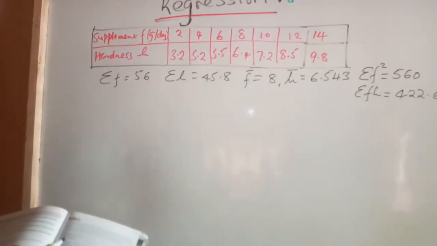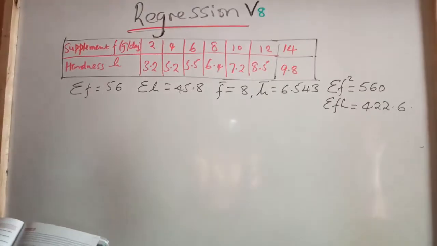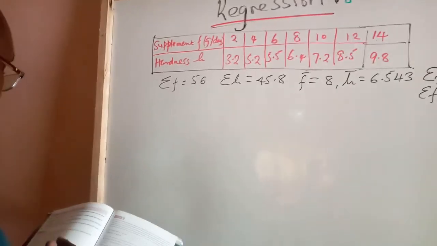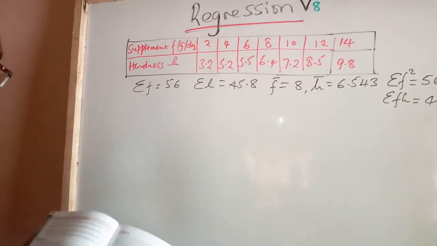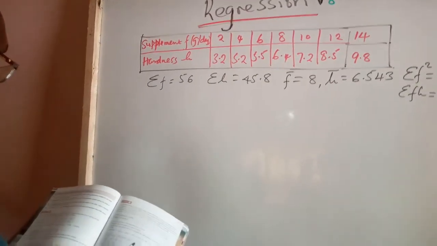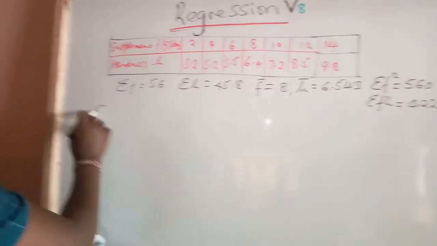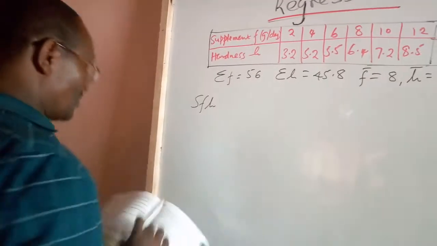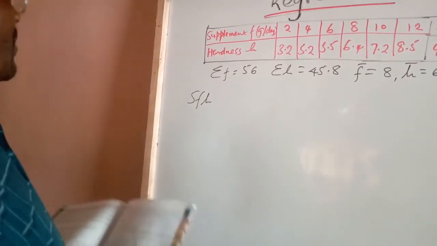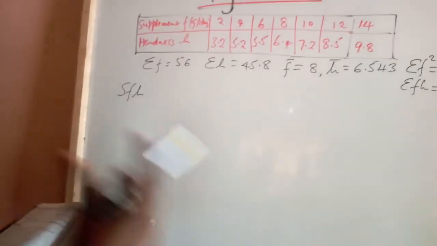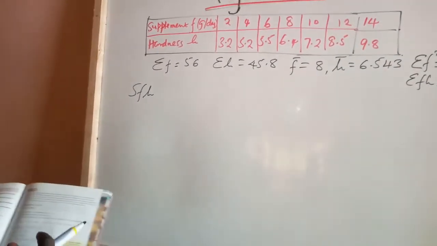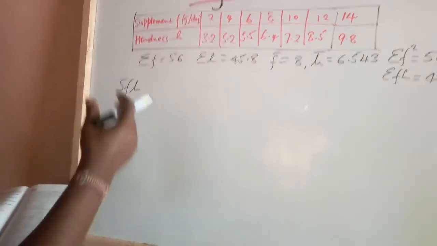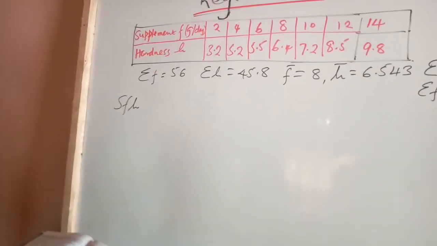Straight to part A, find the equation of regression line of f on h. Of course, we know very well that we need SFH, because we need to get the value of A and the value of B, because we need to interpret them and substitute them in the equation of regression.